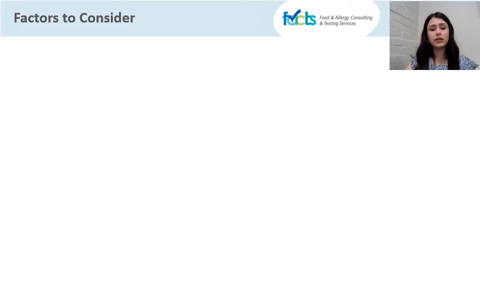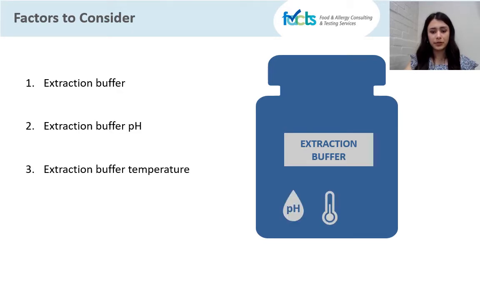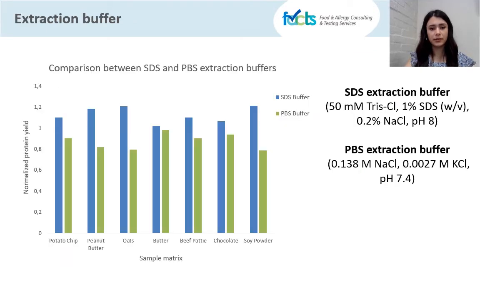The factors we considered in our quest to optimize our extraction procedure were the extraction buffer, the pH, the temperature, and the homogenization method. We compared two sample extraction buffers across a wide variety of sample matrices, one containing 1% SDS and the other a PBS buffer commonly used in ELISA test kits.